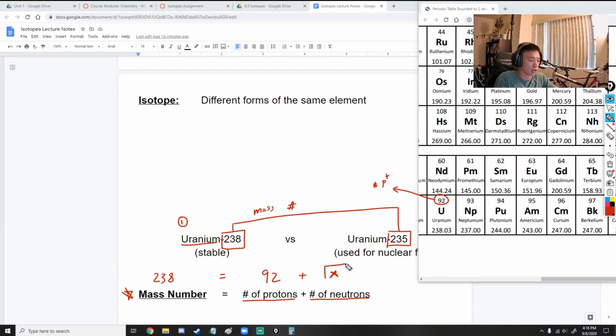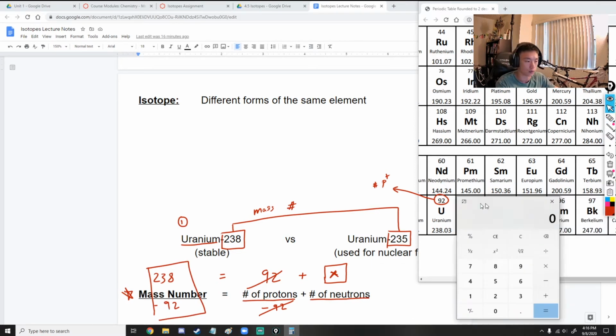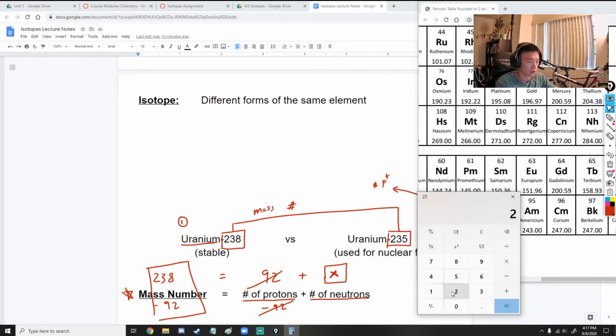We're looking for x. We're looking for the number of neutrons. How do we do that? How can we isolate x? Pretty simple, right? We just need to subtract 92 on both sides. If we subtract 92, these cancel out, and all we need to do is solve this. 238 minus 92 will give us our answer. So I'm just going to get my calculator, and I'm going to do 238 minus 92.